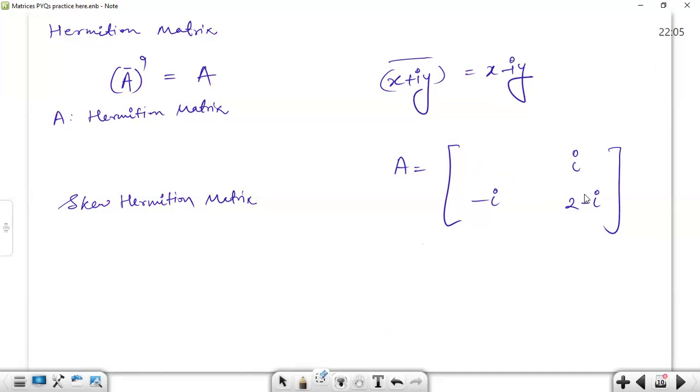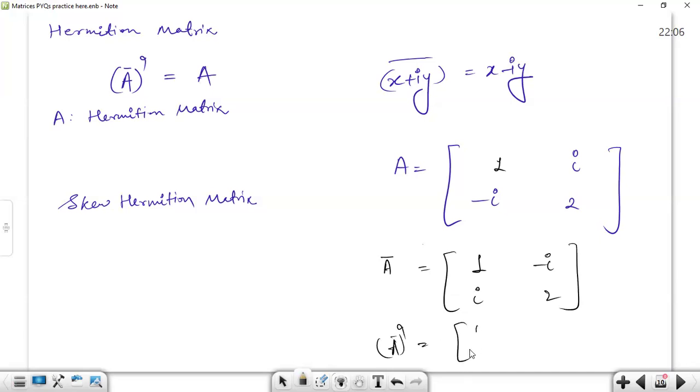Let's take one more example. Now let's find out the conjugate, there's no imaginary part here. Imaginary part sign changed. Now let's take its transpose. 1 minus iota, iota, 1, 2. So is this equal to the A matrix? Yes, it is. So now here A matrix is a Hermitian matrix. Any doubt, anyone?